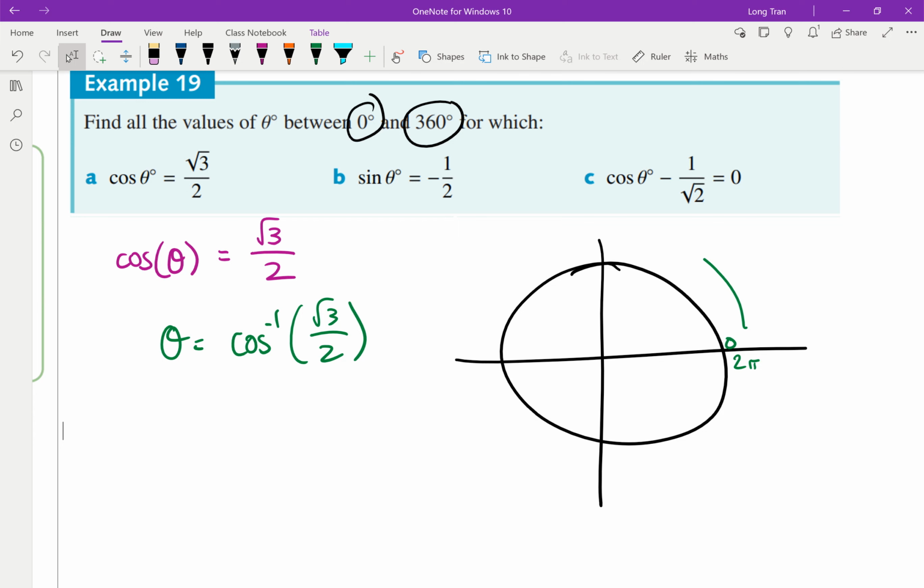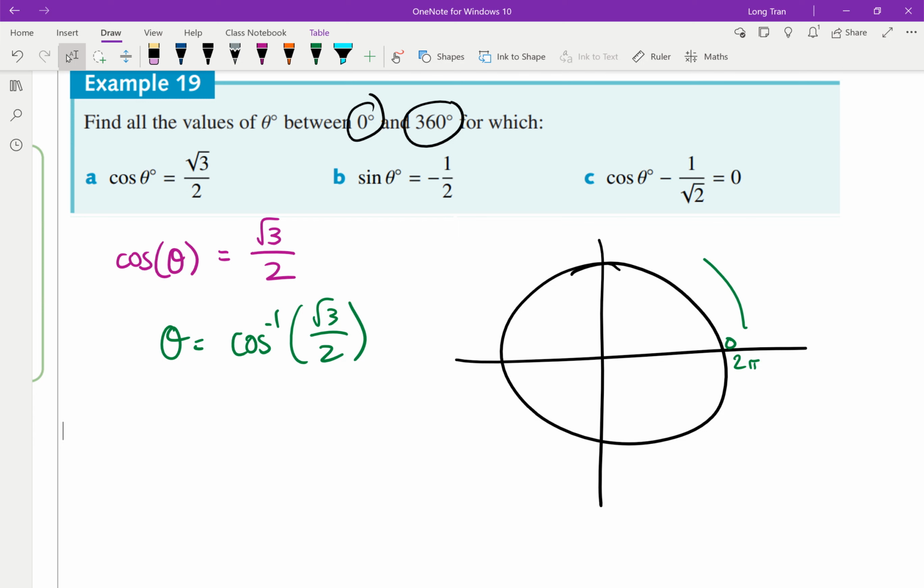Going through your exact values, cos of what angle will give you root 3 on 2? Pi on 6, which is 30 degrees. So I know, going through my exact values, it had to be 30 degrees. That means this distance here had to be pi on 6.